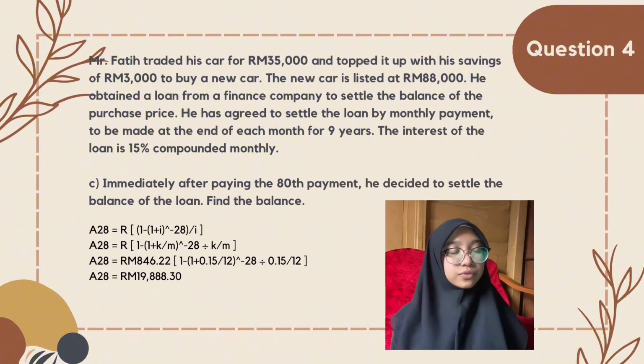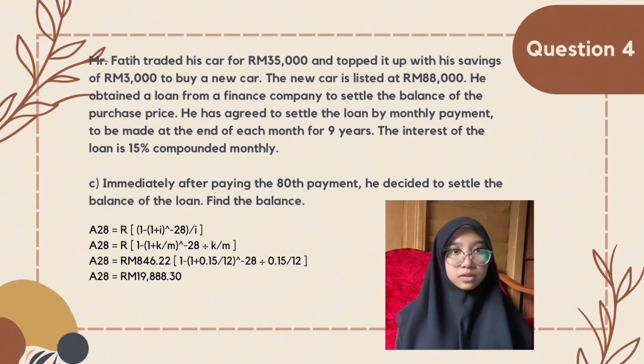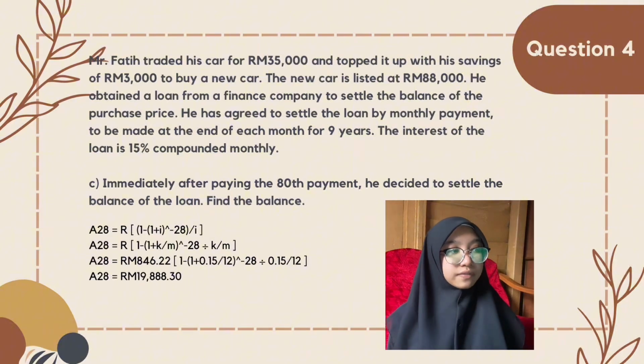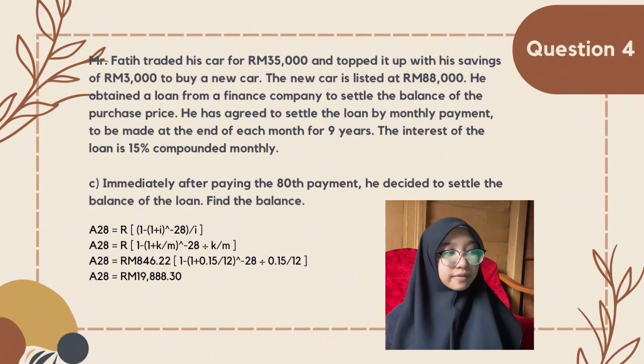Moving on to question 4C. Immediately after paying the 80th payment, he decided to settle the balance of the loan. Find the balance. Now, the question wants us to find the balance of the loan after he has made 80 payments out of the total 108 payments. We need to understand that after 80 payments, there are 28 payments remaining on the loan, since 108 minus 80 is 28.